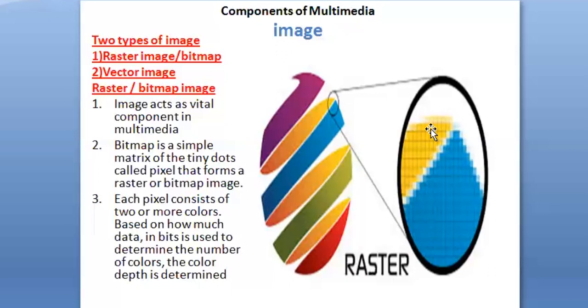Each pixel consists of two or more colors. Based on the data, it shows how many bits are used to determine the number of colors. That is, the color depth will determine the image clarity.